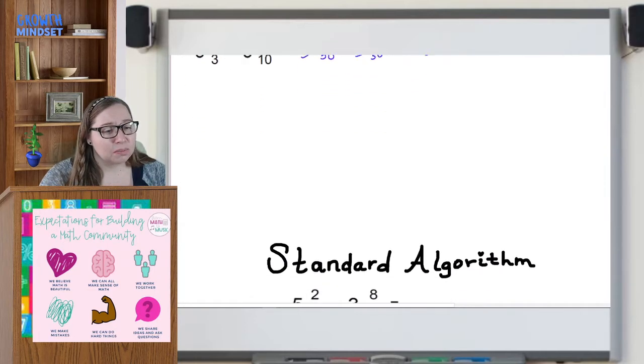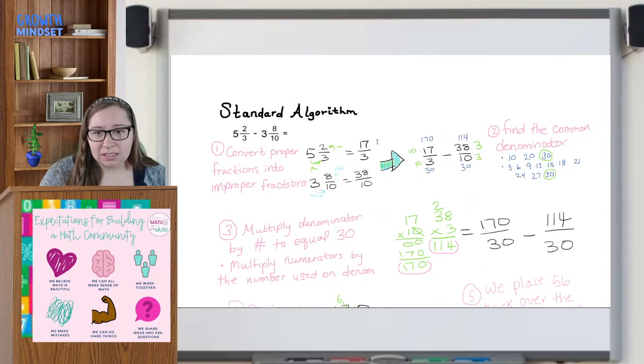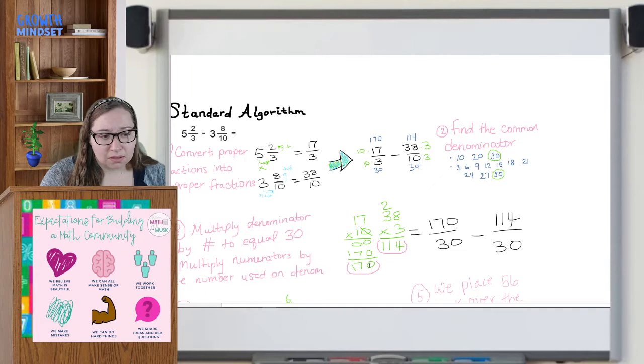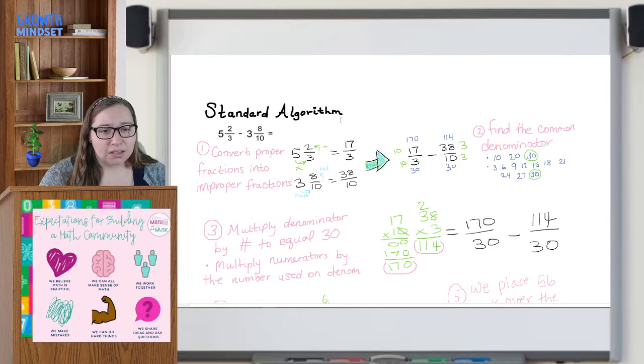So I actually took the liberty of already doing the work for this. There we go. Let me go ahead and scroll back over just a little bit. Wonderful. Okay, so let's look at this. We need to convert our proper fractions into improper fractions. That means 5 times 3 is 15, plus 2 is 17. We keep the denominator from the original equation. Now for the next one, 3 times 10 is 30, plus 8 is 38. Again, we keep the denominator from the original equation.